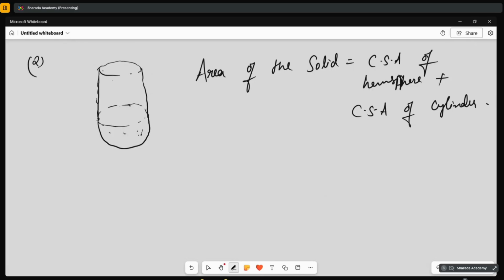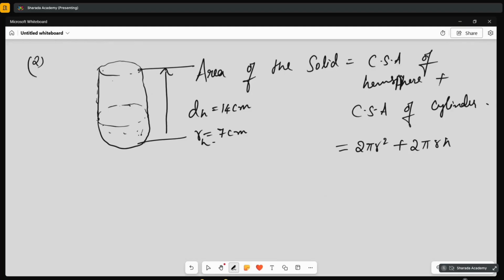What is the curved surface area of a hemisphere? 2 pi r square. What about the curved surface area of the cylinder? 2 pi r into h. Now, the vessel is in the form of a hollow hemisphere mounted by a hollow cylinder. The diameter of the hemisphere is 14 centimeter, so the radius will be 7 centimeter. And what is the total height of the vessel? 13 centimeter.